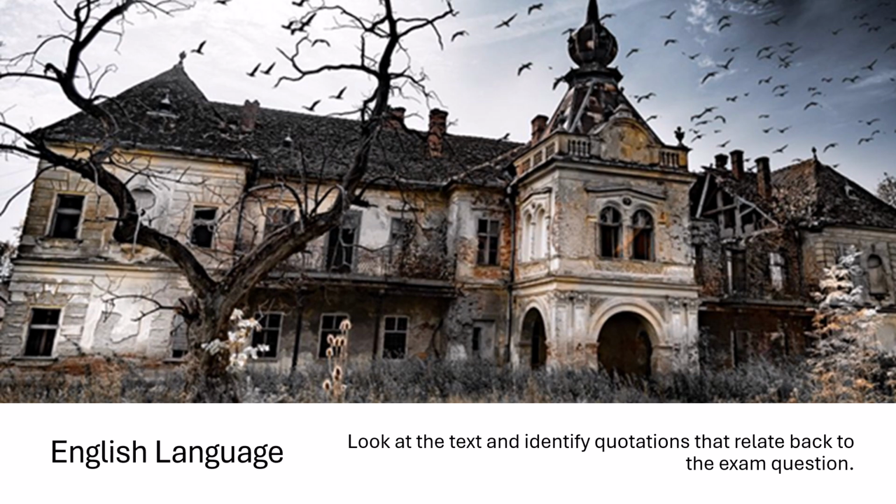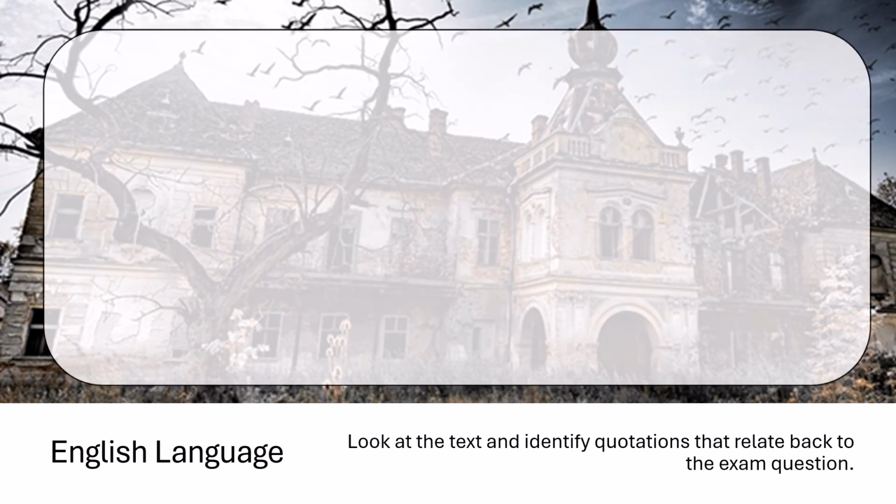Now what we're going to do is think back to that exam question, which is: how has the writer used language to describe the house? We're going to have a look at a text and see if we can identify any quotations that we could use to respond to the exam question.